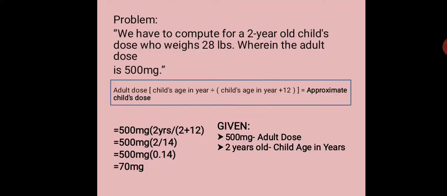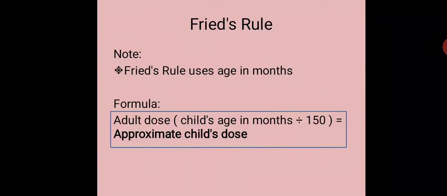So, according kay Young's, ang edad daw na 2 years old na bata, na nag-weight ng 28 pounds, ang ipapainom nating dosage ng medicine is 70 milligrams. Next, we have Fred's. Si Fred's naman, uses age in months. Kung si Young's kanina is in years, so kay Fred's naman, age in months. Okay, so ito yung kanyang formula. Adult dose times child age in months divided by 150.